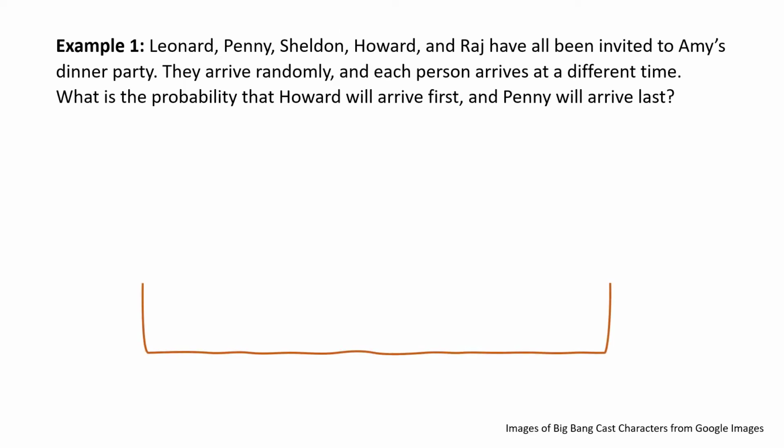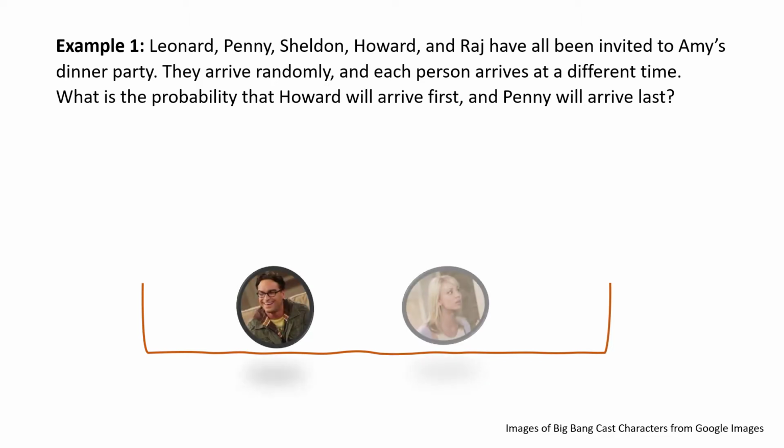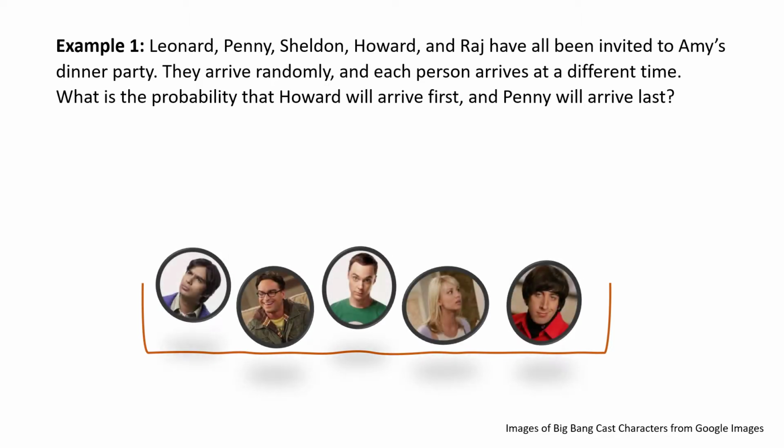Example: Leonard, Penny, Sheldon, Howard, and Raj have all been invited to Amy's dinner party. They arrive randomly, and each person arrives at a different time. What is the probability that Howard will arrive first and Penny will arrive last? This is a counting principle problem, and we've got 5 positions to fill. The 2 that are specific are who arrives first, that's Howard, and who arrives last, that's Penny.